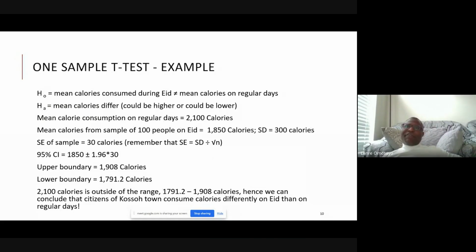And then, if it is more than 2,100, which is the standard that we know that people consume in this community, then we know that people consume more. If it is less than 2,100, we know people consume less. The problem, though, is that you cannot go and enumerate everybody on each day, within 24 hours on each day. So you're like, okay, what's the manageable number? 100. And we get 100 people.